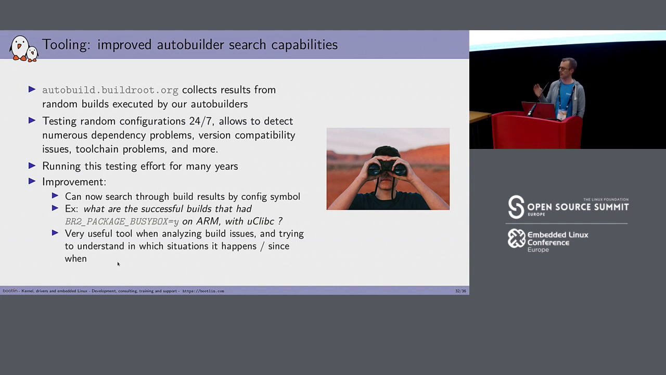But sometimes it helps us investigate since when something started to fail, until when it was still working, and when it started failing. So that's a very nice improvement mainly for the core Buildroot developers when they are investigating build issues, trying to understand the scope. Is it only appearing on one CPU architecture or multiple? Is it appearing only when we have this combination of that package and that package enabled or not? That's helping us answer those questions.